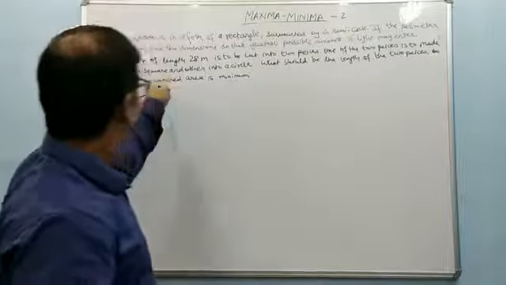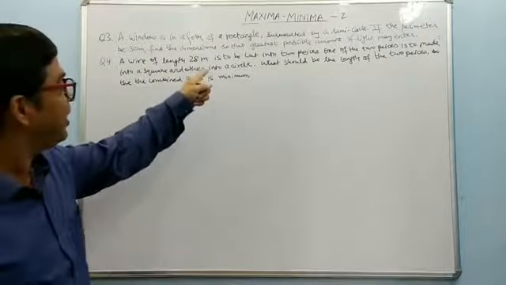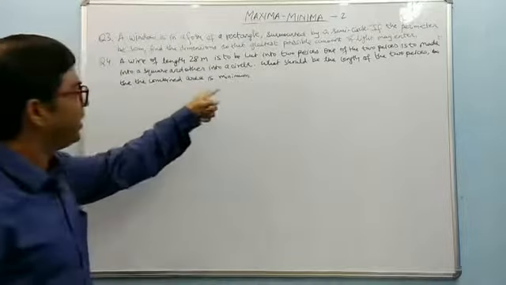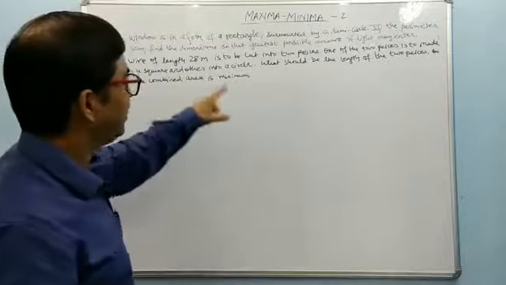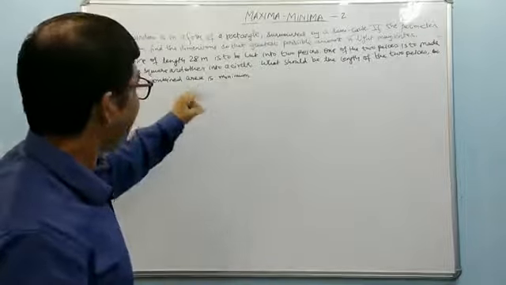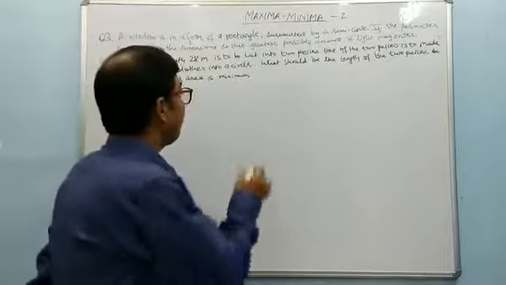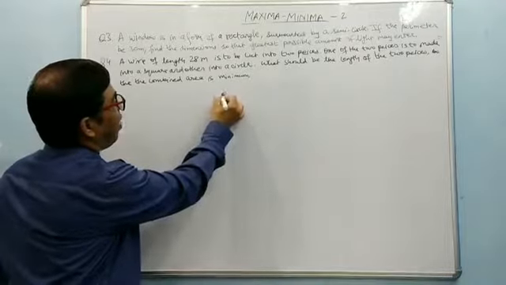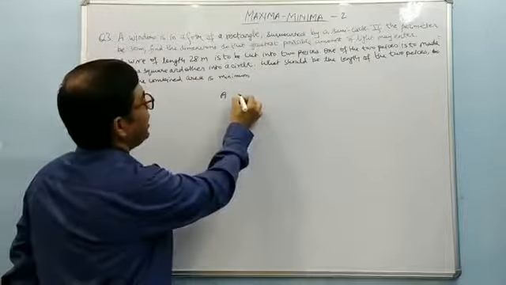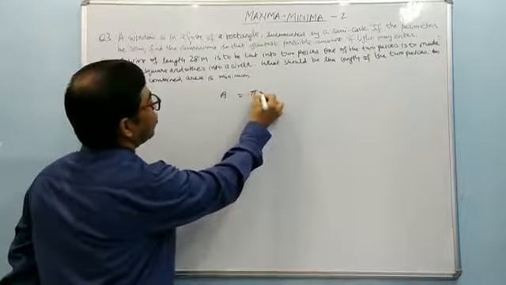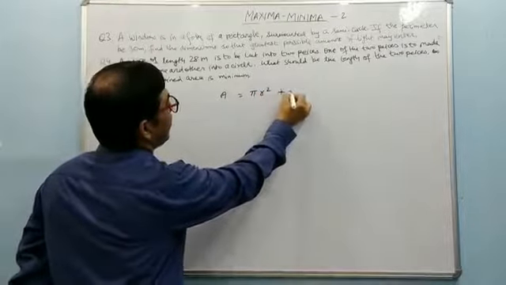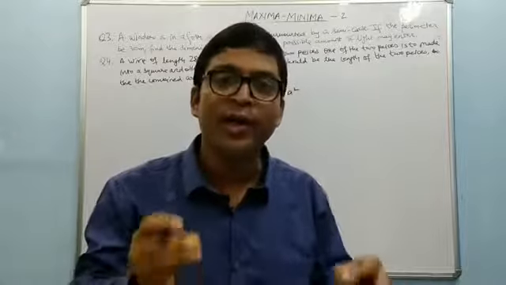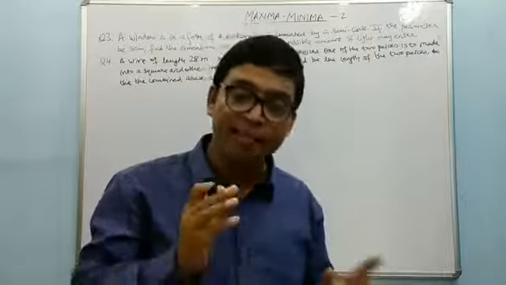Now see question number 4. A wire of length 28 meters is to be cut into two pieces. One is made into a square and the other into a circle. What should be the length of the two pieces so that the combined area is minimum? So first, we will write the combined area of the circle and square. What is that? It is pi r square plus a square. Very simple.